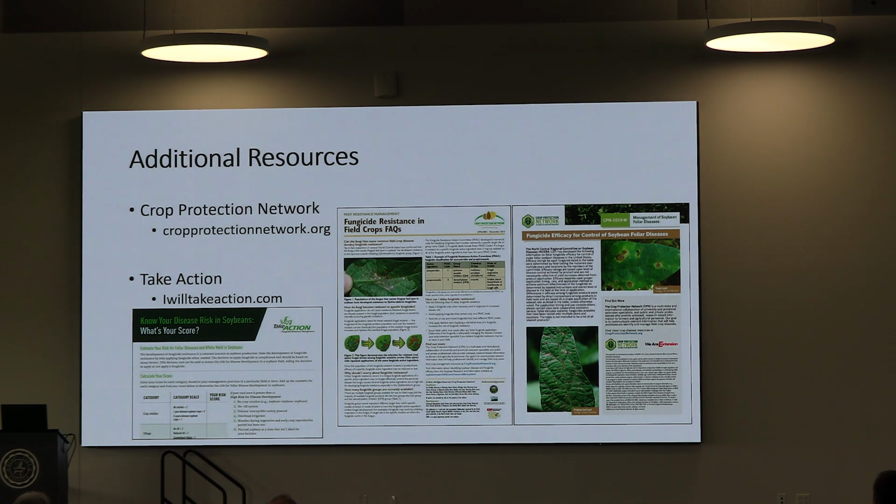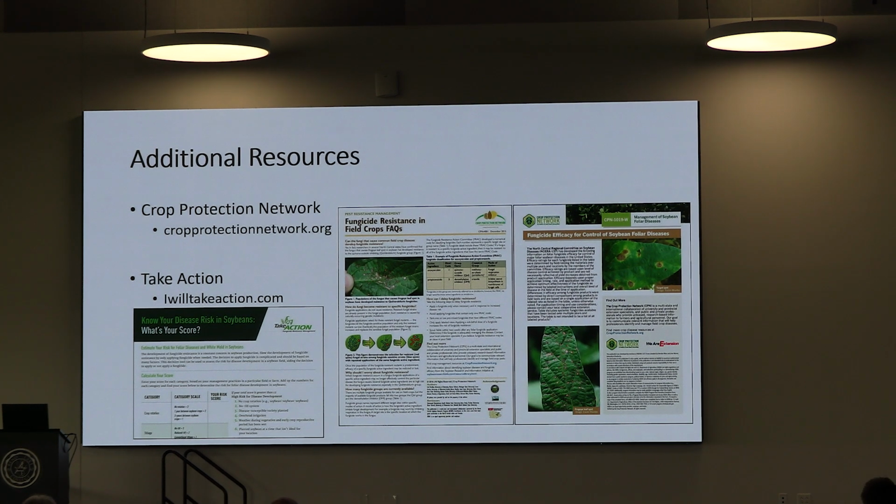And with that, there are some additional resources here that you might be interested in. Boris already mentioned the fungicide efficacy guide on the Crop Protection Network. That's there on the right. There's another publication about fungicide resistance on the Crop Protection Network. And then iwilltakeaction.com, a site that's dedicated to pesticide resistance. There's a lot of information about herbicide resistance, but there's some information on there about fungicide resistance as well. So those are some places you could go to get more information.